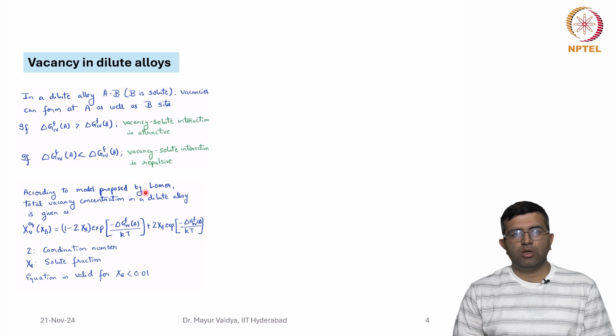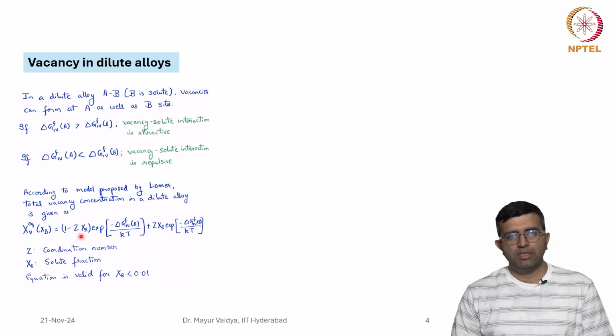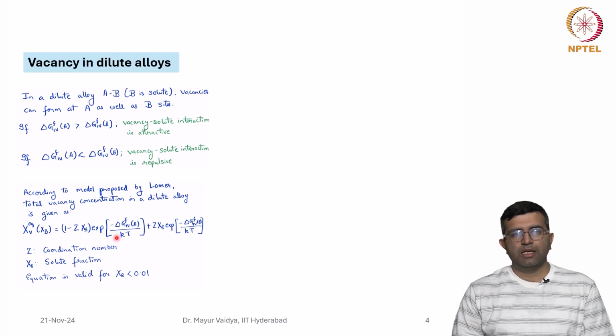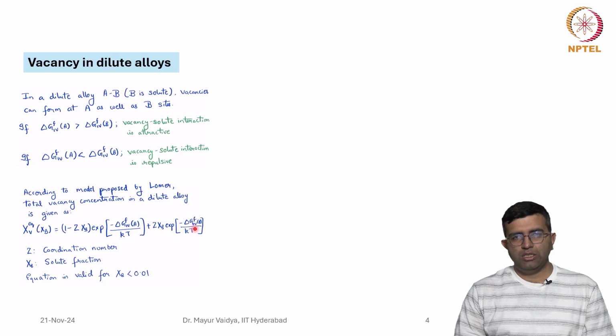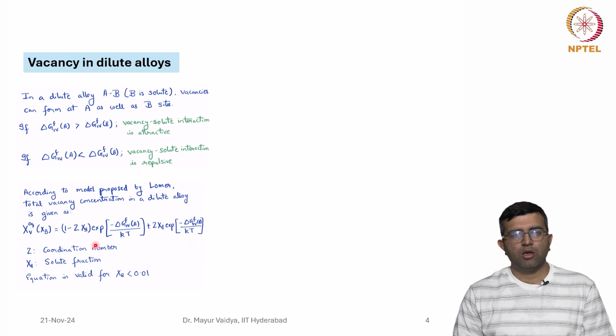And according to a model proposed by Lohmer, the total vacancy concentration in a dilute alloy is dependent on the concentration of B. That means xV equilibrium is a function of xB, and it can be expressed as (1 minus Z xB) into exponential of minus delta G mono vacancy formation for A divided by KT, plus Z xB into exponential of minus delta G mono vacancy formation for B by KT. Here Z is the coordination number, xB is the solute fraction.